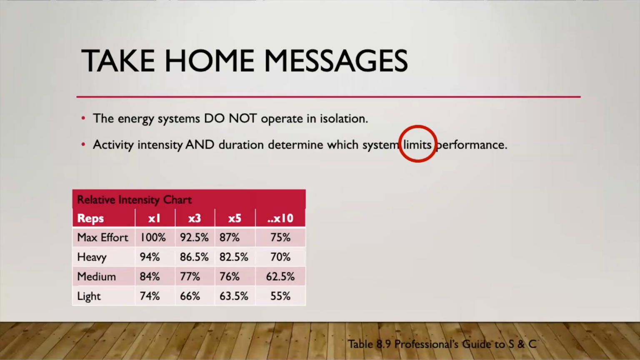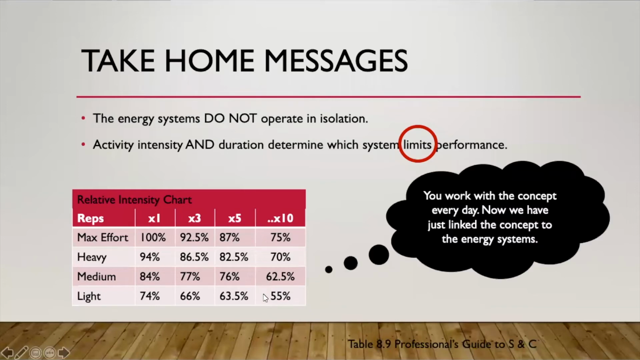So the take-home message from taking a step back and looking at these three systems is that, although there are three of them, they do not operate in isolation, but they do limit performance. Now, you've probably all seen charts like this relative intensity chart, and you're well aware of the fact that as the number of repetitions increases, the intensity of the effort is going to decrease, then you can choose to have it even lower by making conscious determinations.